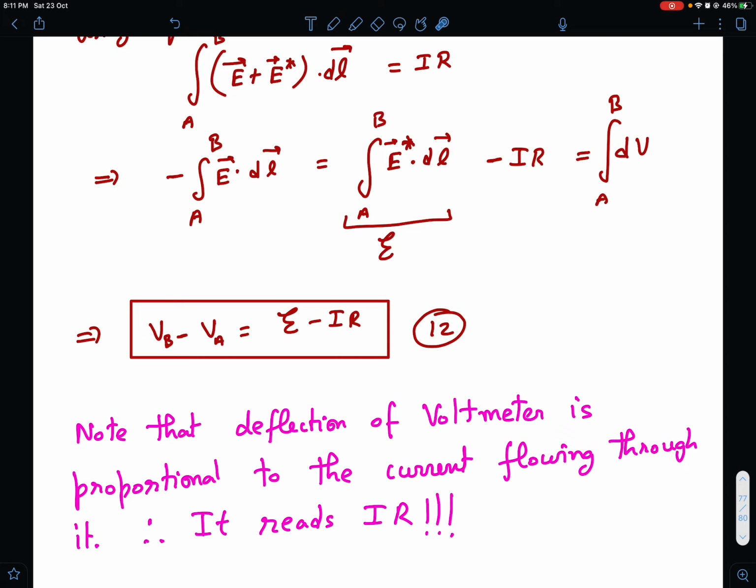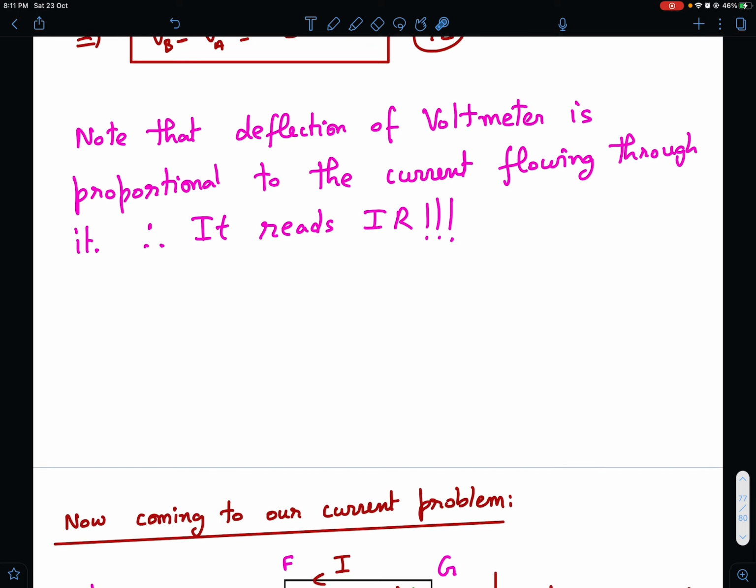The value of IR is not the same as the potential difference, because the potential difference is E minus IR. The voltmeter just reads IR, which may or may not be equal to the potential difference depending on whether or not there is an EMF across the voltmeter coil. So what does the voltmeter read? It reads IR, where I is the current through the voltmeter and R is the resistance of the voltmeter.